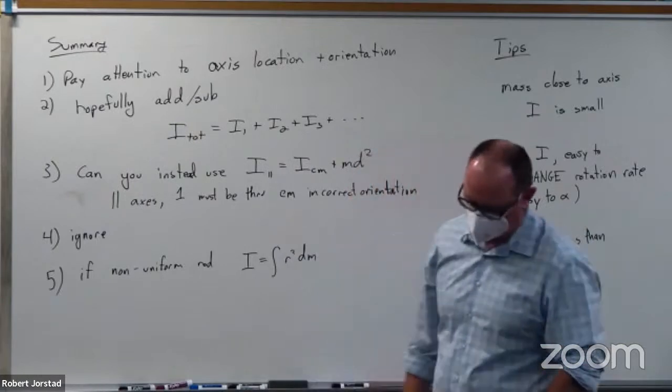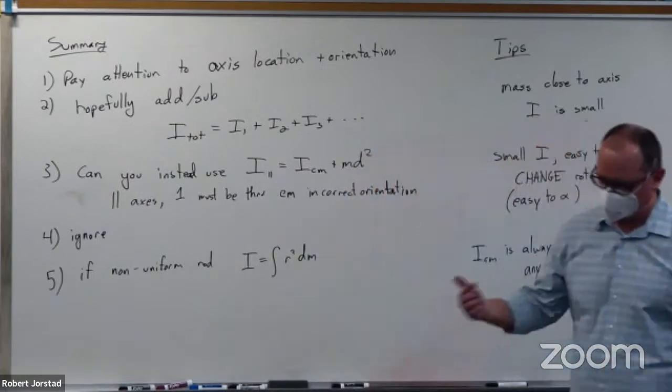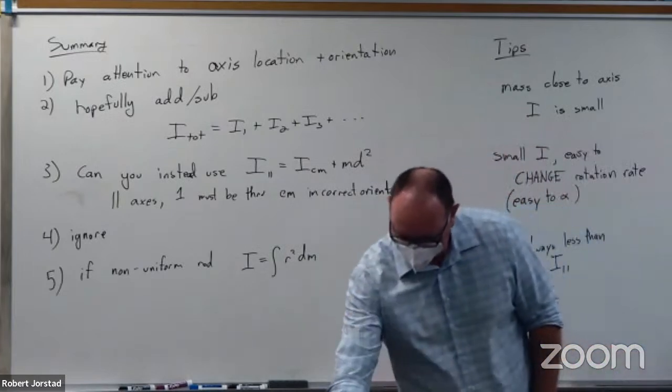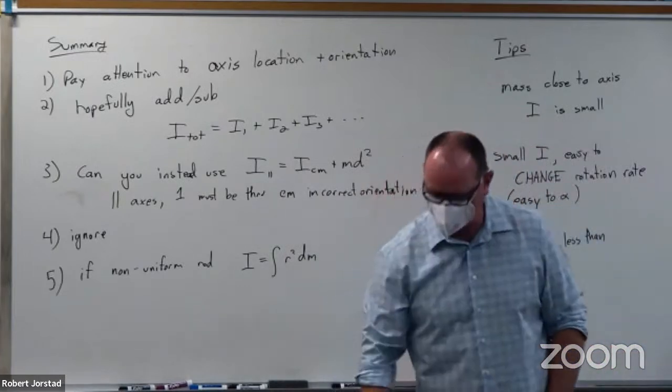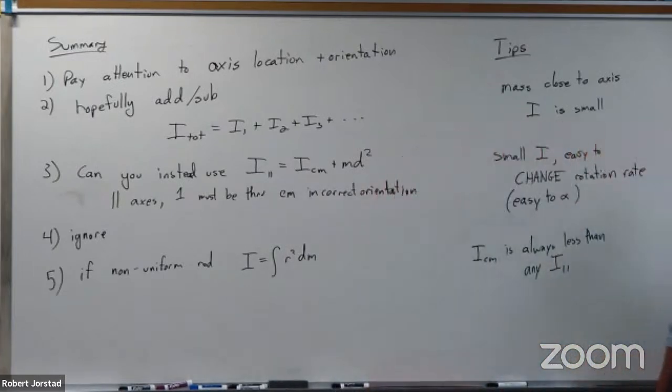I'll skip the fourth bullet, but for planar objects, the moment of inertia out of the plane is always greater than the moments of inertia in the plane. And I don't really want to go into that, but that's for the perpendicular axis theorem there.